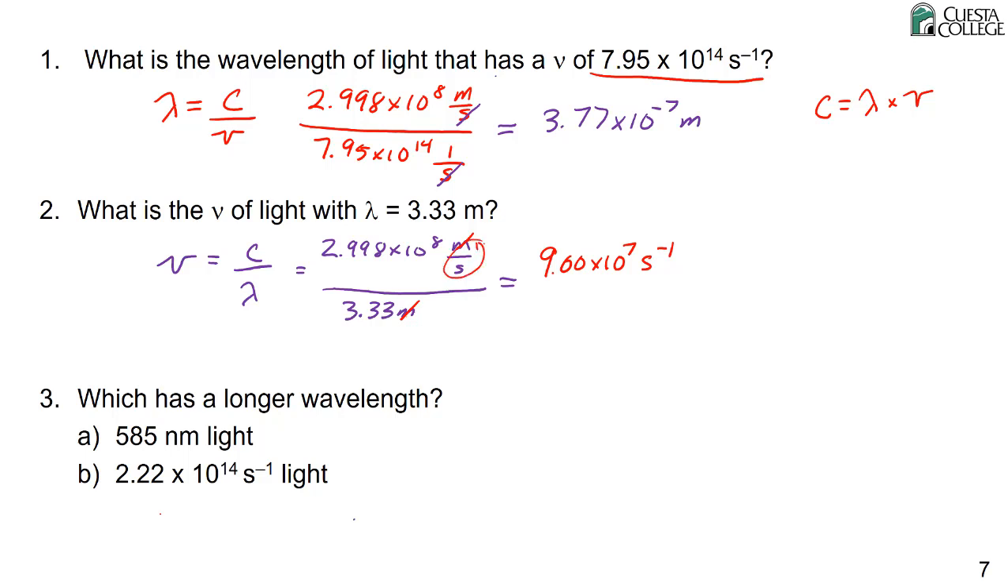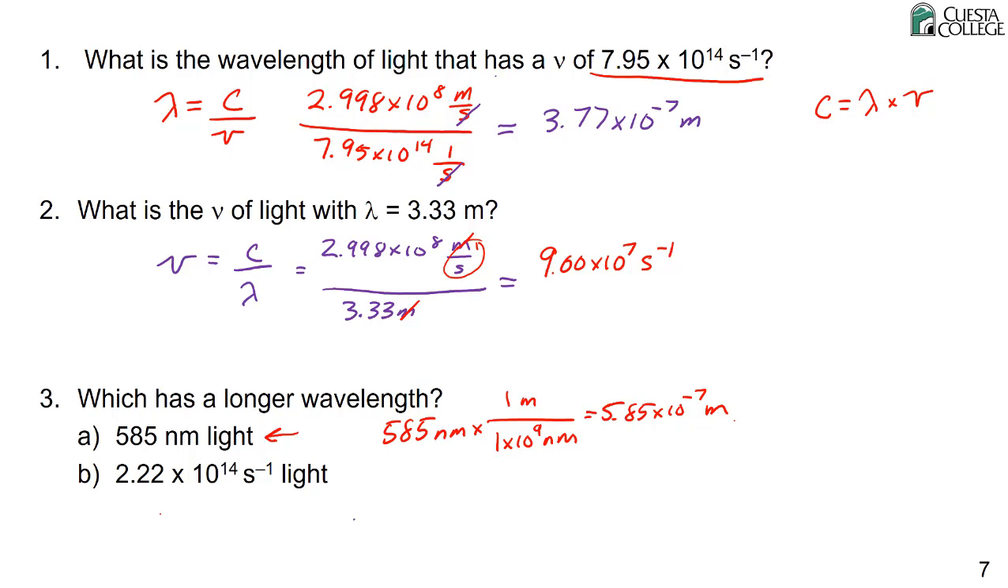To solve number 3, which has a longer wavelength, we might need to convert one of these values to another so we can compare them more directly. Let's compare frequencies. So let's convert the 585 nanometers of light to frequency and see where that gets us. First of all, if we're going to use the speed of light, we need the wavelength in terms of meters, not nanometers. So let's convert 585 nanometers to meters. That works out to be 5.85 times 10 to the minus 7 meters.